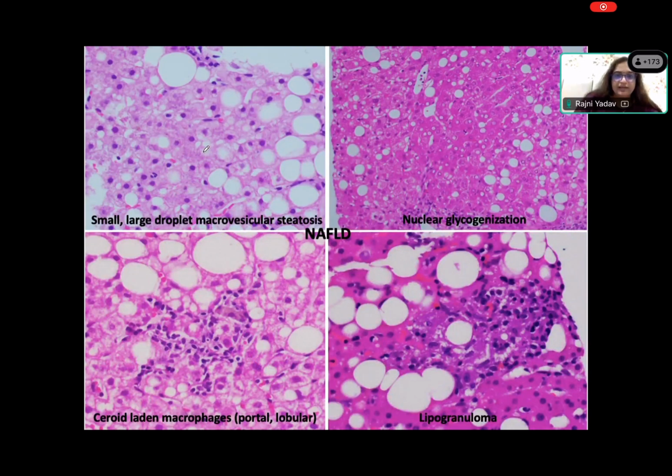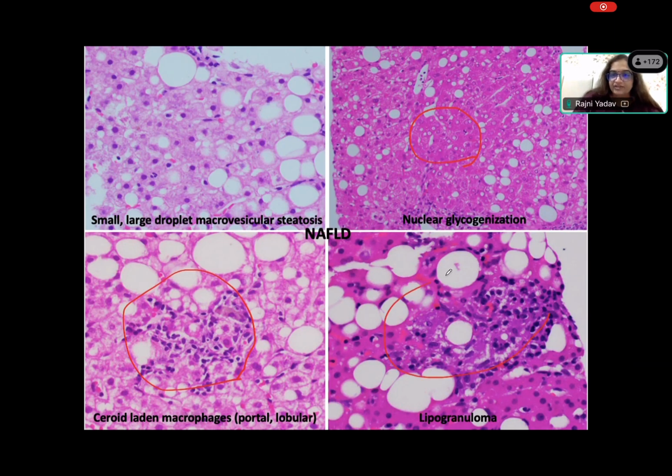So what else can you see? You can have this large droplet, you can have this small droplet fat. Then you can have these glycogenated nuclei, the clear nuclei. These are seen with metabolic syndrome, with diabetes, with non-alcoholic fatty liver disease. Then you tend to have this inflammation, and in NAFLD the inflammation mostly consists of lymphocytes and ceroid-laden macrophages. What is ceroid? That's a form of lipofuscin. So mostly you have macrophages which have ceroid, and that tells you that there is acute wear and tear. So it's a sign of wear and tear and repair.